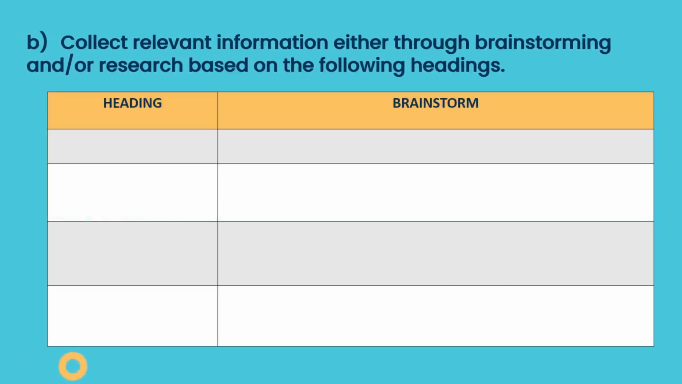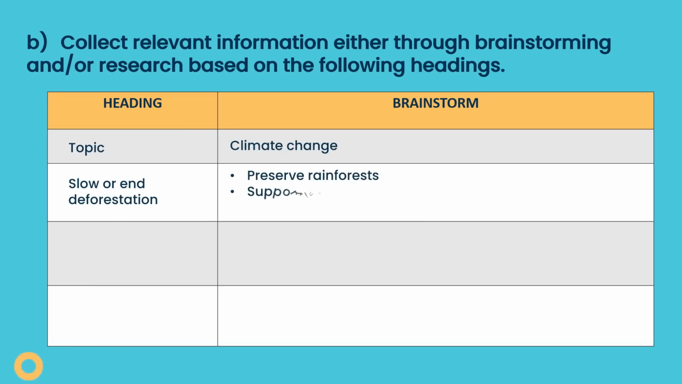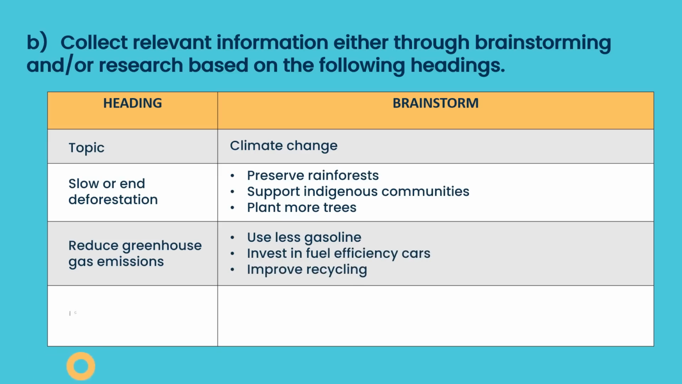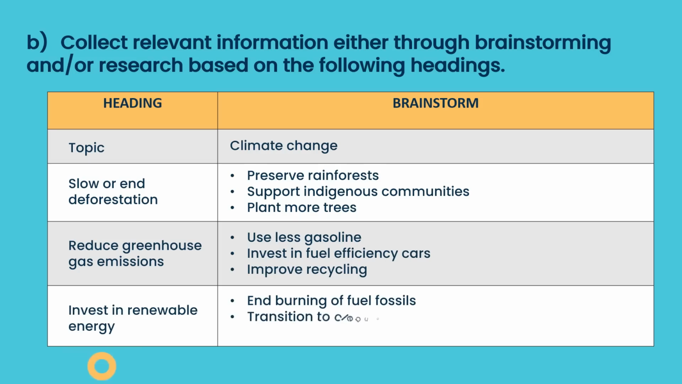Collect relevant information either through brainstorming and/or research based on the following headings. Topic: Climate change. Slow or end deforestation. Preserve rainforests. Support indigenous communities. Plant more trees. Reduce greenhouse gas emissions. Use less gasoline. Invest in fuel efficiency cars. Improve recycling. Invest in renewable energy. End burning of fossil fuels. Transition to clean energy resources. Invest in solar, wind, water, etc.